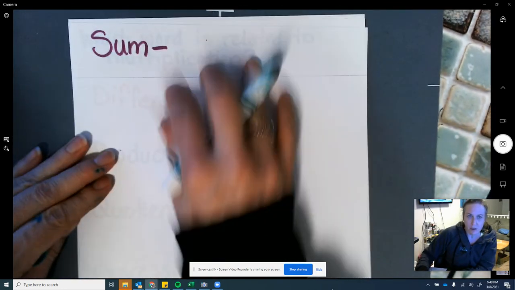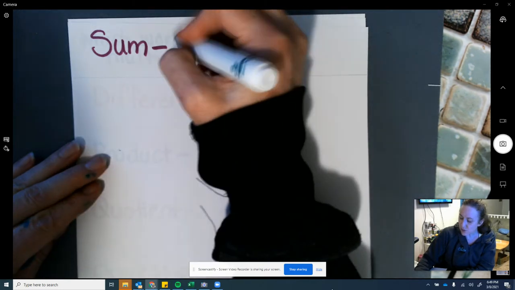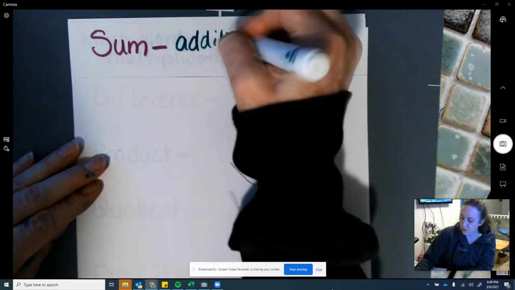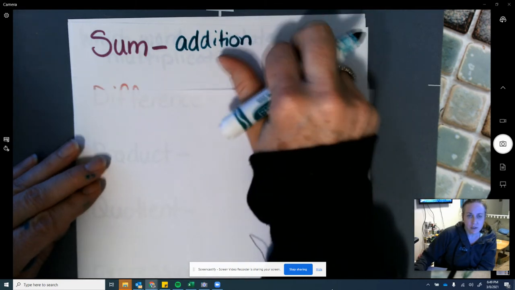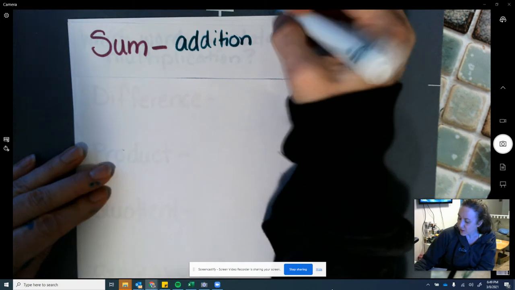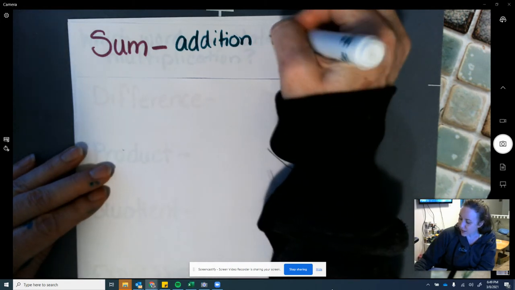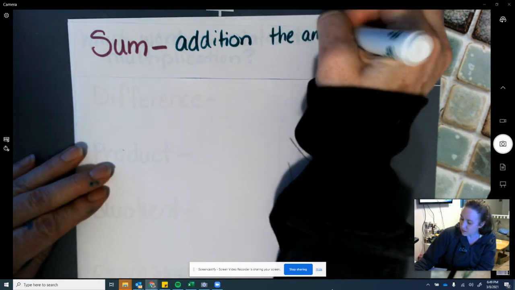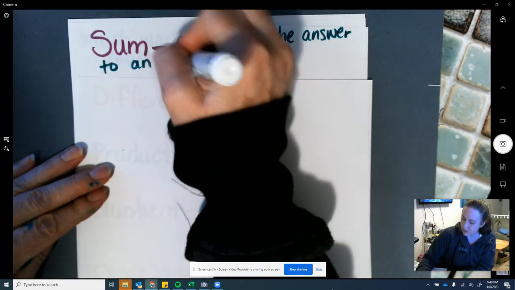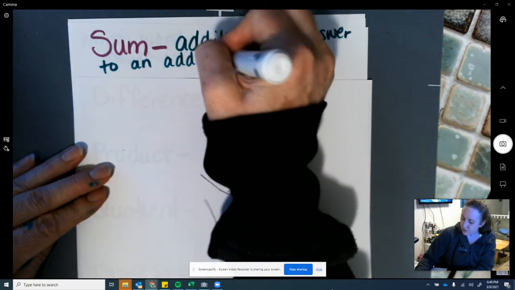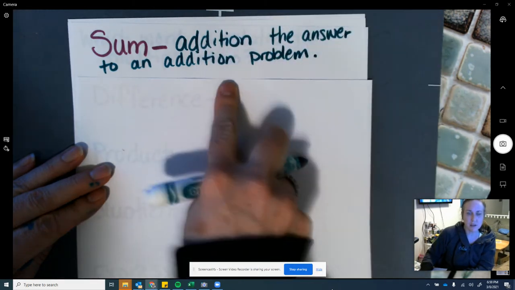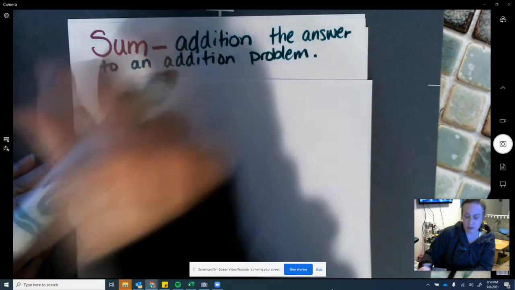There we go. Okay, so the word sum is related to addition. So if you see the word sum, it means that you're adding the numbers. It also refers to the answer to an addition problem. So it's everything addition. Okay? So sum, addition, sum, addition.